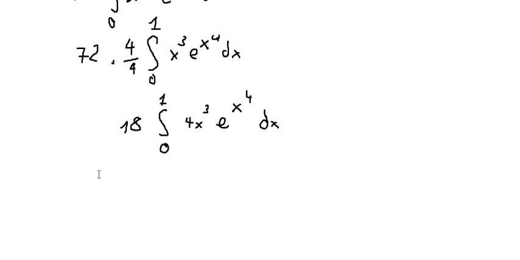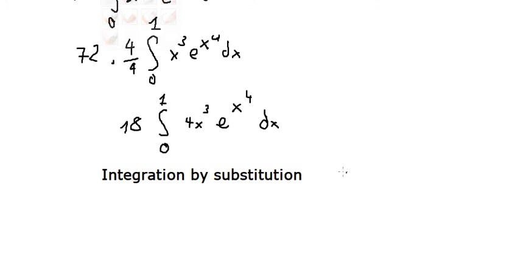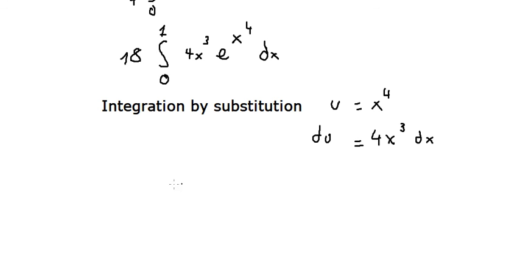Next, we can use integration by substitution. So we put u is equal to s to the power of 4, du. You get 4s to the power of 3 ds. And we need to change the boundaries in here. If s is equal to number 0, u should be number 0. If s equals number 1, u should be number 1.